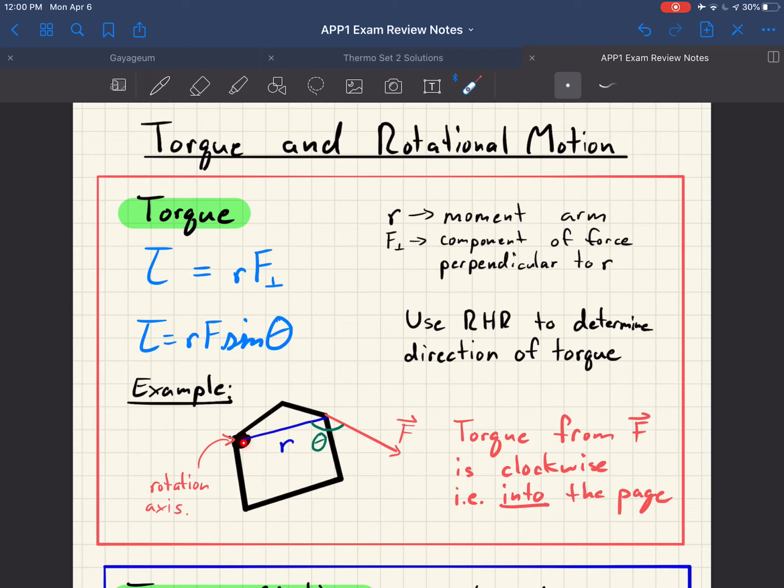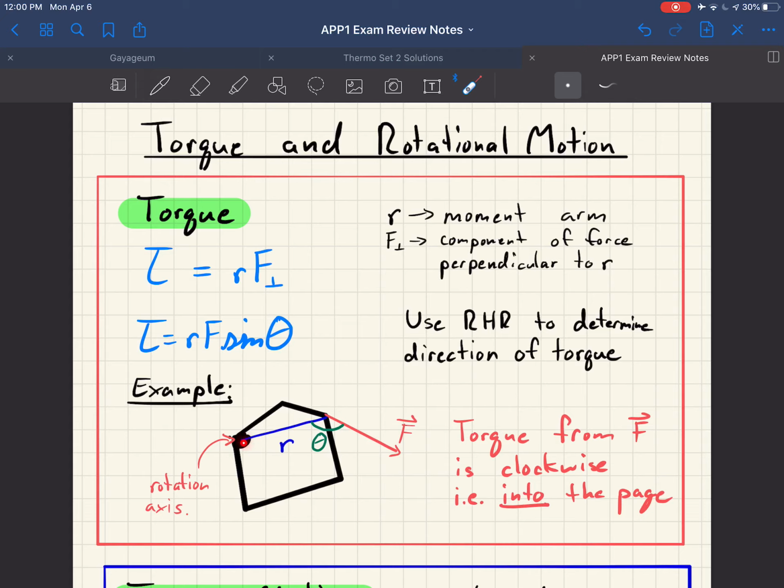Angular momentum. So this is the equation for angular momentum. It looks a lot like the linear momentum equation, which is this. It's just the angular version of that equation, right? So we've got angular momentum, rotational inertia instead of mass, and angular velocity instead of translational velocity.